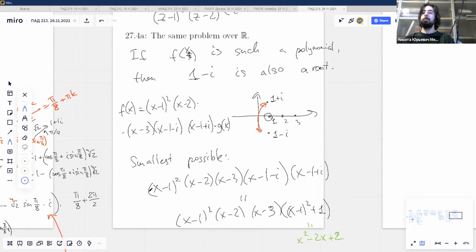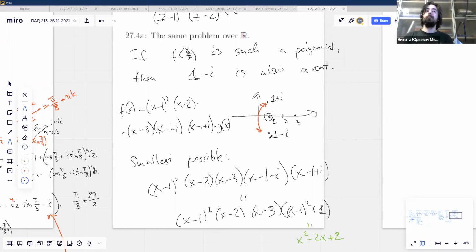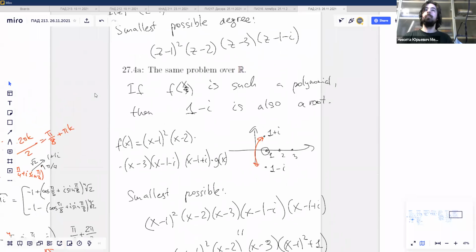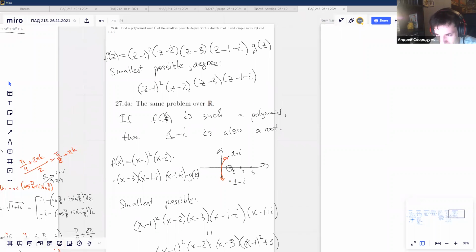Any questions? Then let me quickly do the same problem. Can I have a question about the previous task, 27.3a? How did you find the smallest possible degree?